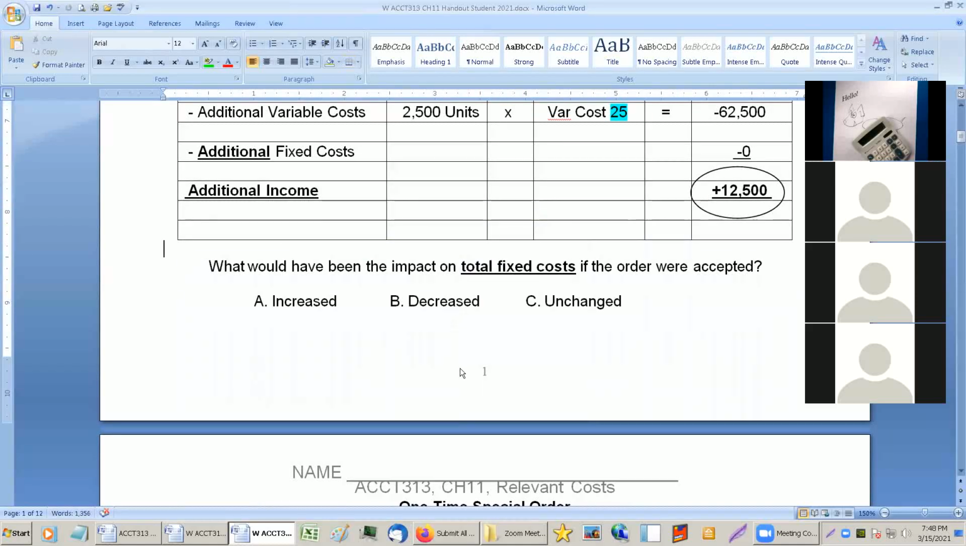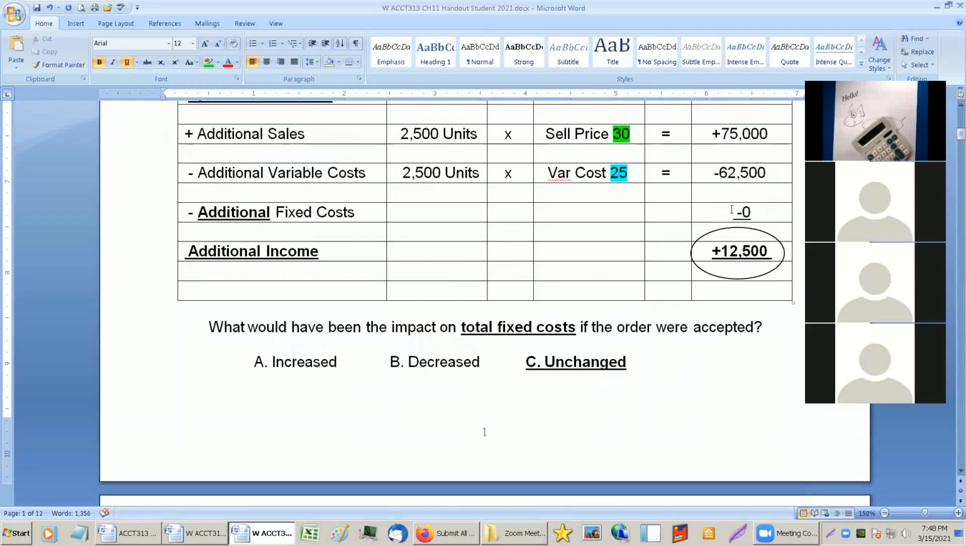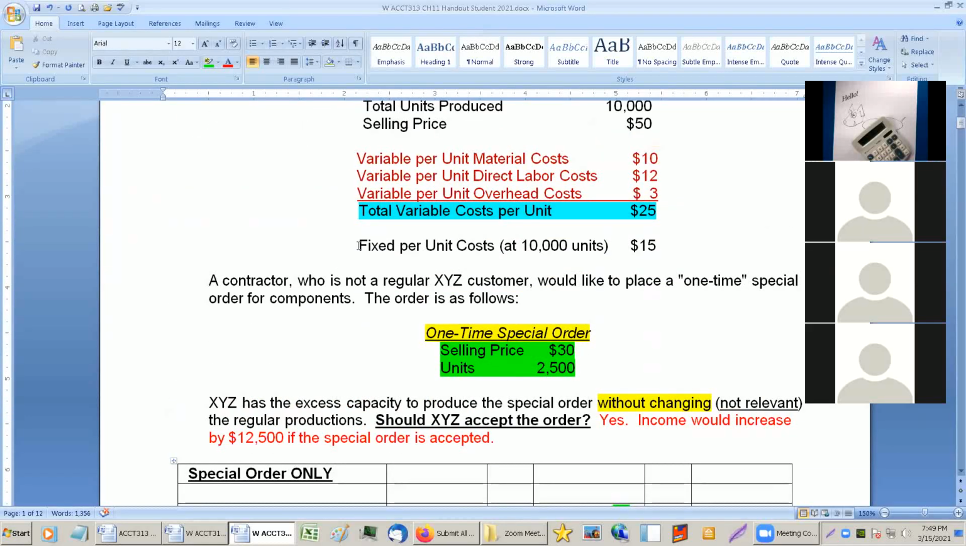What would have been the impact on total fixed costs if they were accepted? Unchanged. And that's why the additional amount is 0. So generally speaking, unless they tell you otherwise, it is possible that total fixed cost change. But unless they tell you something, generally speaking, fixed costs are not relevant to the decision. Not saying they don't exist; they do exist. They're up here. These are the fixed costs, but they're just not going to change.